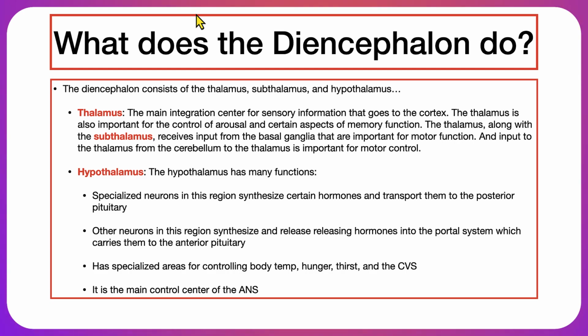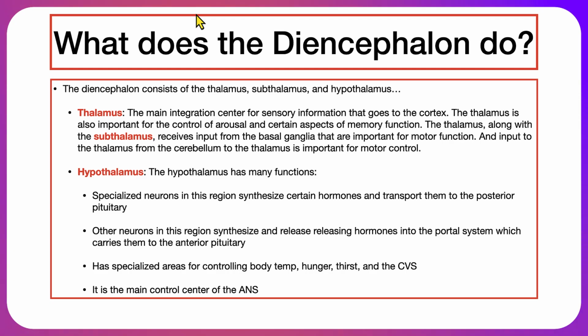The thalamus is going to be the main integration center for sensory information that goes to the cortex. The thalamus is also going to be important for the control of arousal and certain aspects of memory function. Now the thalamus, along with the subthalamus, receives input from the basal ganglia that are important for motor function. And the input to the thalamus from the cerebellum is important for motor control.